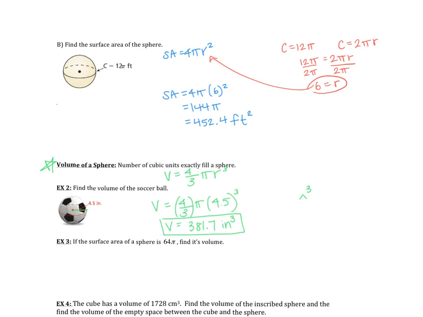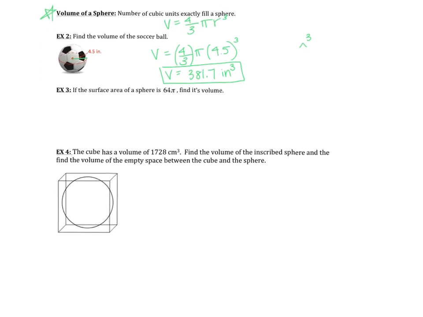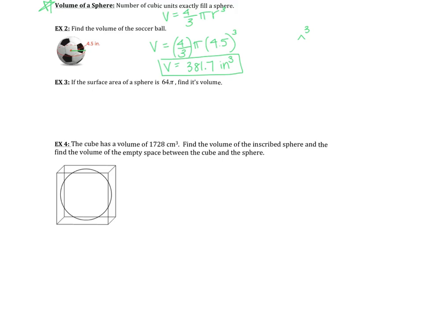Okay, so let's take a look at example 3 now. For example 3, we know that the surface area is 64 pi units squared to cover the surface of a sphere, and we're asked to find the volume. So when I read this problem, I'm thinking, okay, volume. I need my formula, which is 4/3 pi r cubed. Well, this isn't so easy because they didn't give me my radius. I can't just simply substitute, but I do know that my surface area is equal to 64 pi.